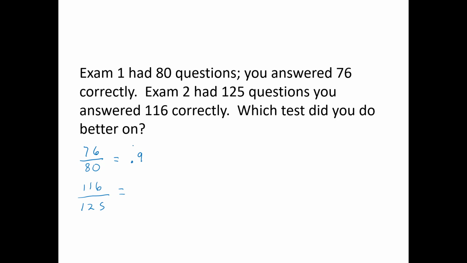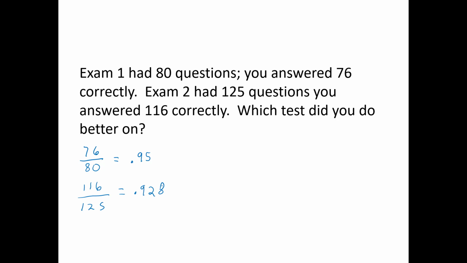There are a couple things wrong with this. I mean, not wrong, but just not as intuitive. We used to have a ratio. We were answering questions correctly at 76 for every 80 asked. And over here, we just have a decimal. So that kind of doesn't make it look like a ratio anymore, even though it is. Same thing, we can take the 116 and divide it by the 125, and that will give us 0.928.